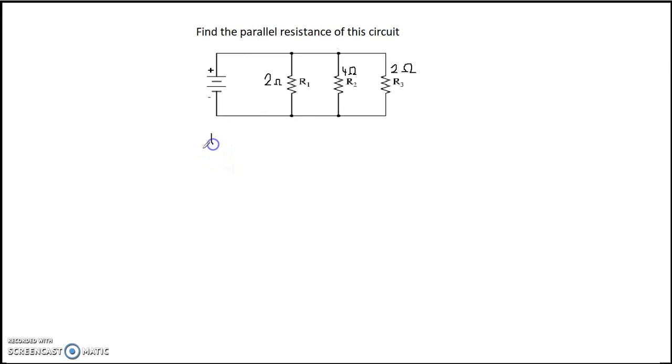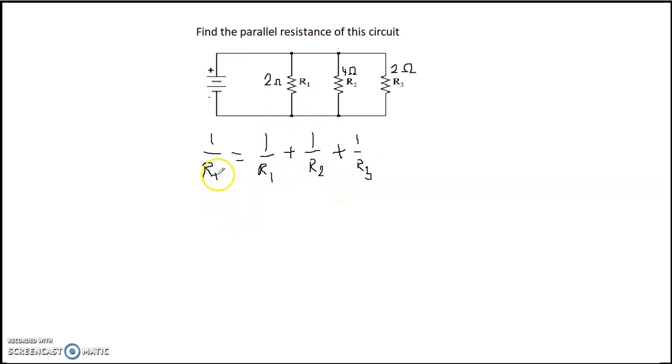For that, we have 1 divided by R total equals 1 by R1 plus 1 by R2 plus 1 by R3. This can go on forever. If there were more resistances in the circuit, you can just keep adding 1 by R4, R5, R6. It will just keep going on. Since we have 3 resistors here, we'll just go up to 1 by R1, R2, and R3.